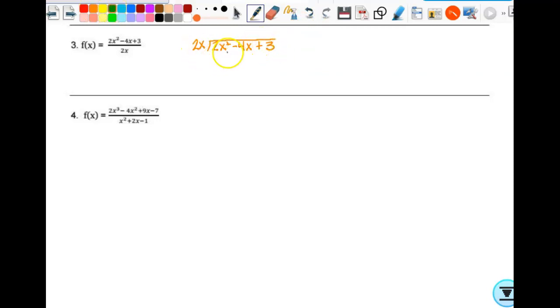2x squared goes into, oh no. 2x goes into 2x squared x times, thank you. So 2x squared minus 2x squared. Then I change my signs, and those cancel out, and I get negative 2x.